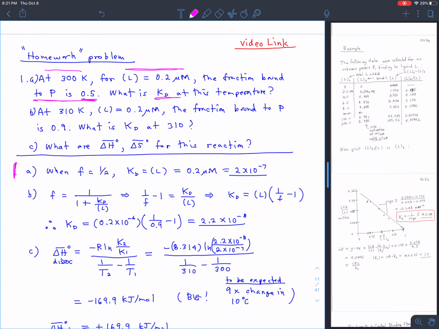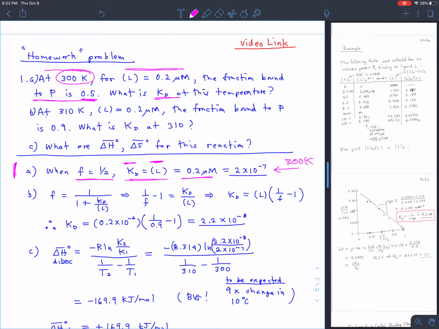Let's look at that. First of all, F is equal to a half. When F is equal to a half, the ligand concentration is equal to the Kd. The ligand concentration is 0.2 micromolar, so that's 2 times 10 to the minus 7. So at 300 K, the Kd is 2 times 10 to the minus 7.